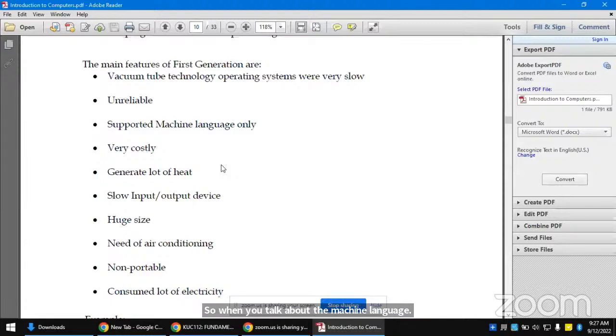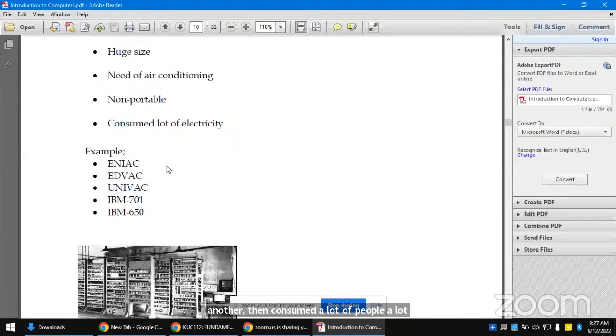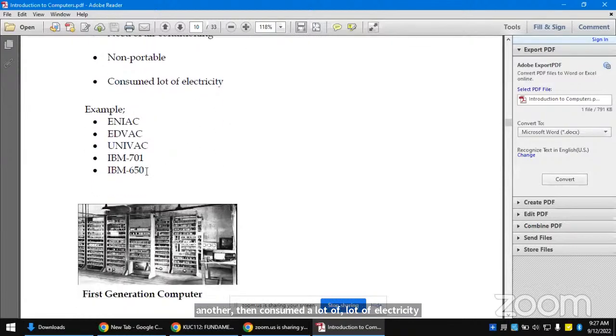You can imagine that if things are just written as zeros and ones on a whole page, understanding was also a problem. They were very costly, generated a lot of heat, had slow input and output devices, and were huge in size. There was also a need for air conditioning because they generate a lot of heat. They were non-portable; you could not move them from one point to another. They also consumed a lot of electricity.